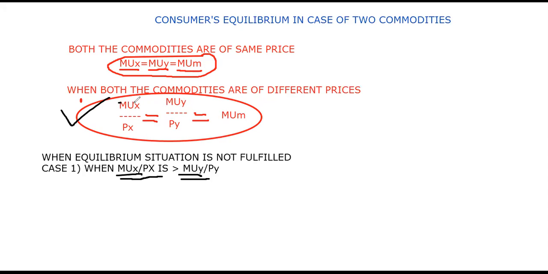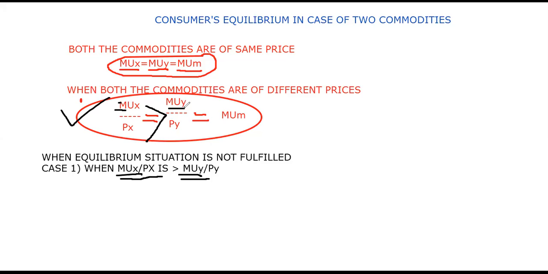But if MUX upon PX is more than MUY upon PY, then this condition suggests that the marginal utility derived from commodity X is more than the marginal utility derived from commodity Y. That means the consumer will have more benefit in buying X than Y. Then what will he do? He will buy more of X only.